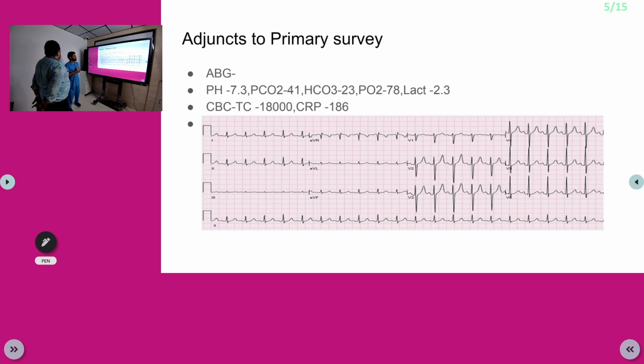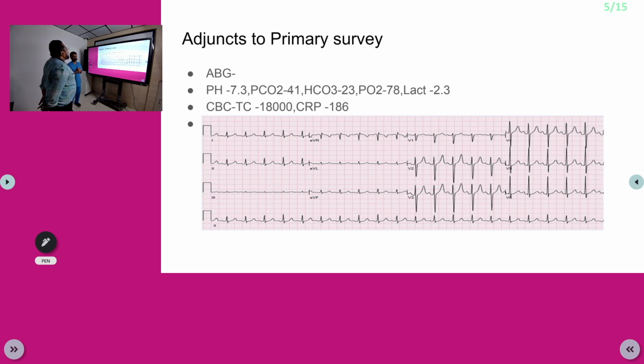Is 7.3 normal? Slightly on the acidic side, so definitely it is not normal. You have to understand one thing. What will happen when the patient is breathing faster? What will happen to the carbon dioxide? Carbon dioxide washout has to happen. What is the PCO2 level here? 41. What are we expecting? Alkalosis, so it should be less than 35. According to what we are clinically seeing, it should be on the lower side, but it is not. Bicarbonate 23, you can take as near normal.